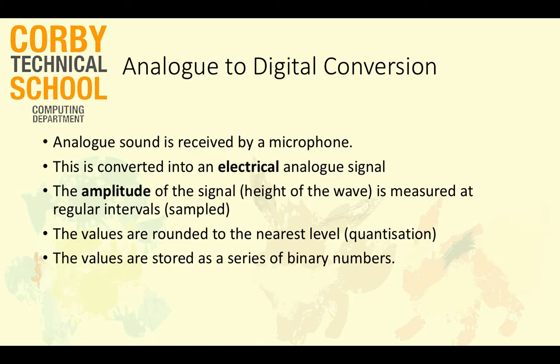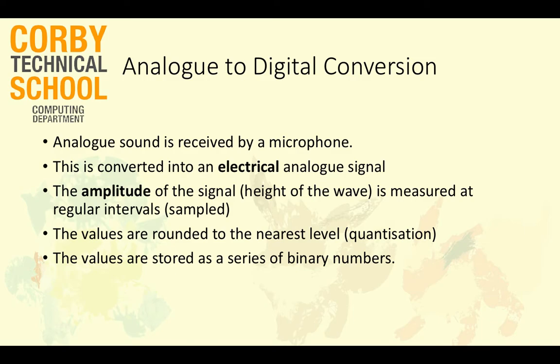First of all, analog sound is received by a microphone in the real world. That signal is then converted into an electrical signal. This is then put into an analog to digital converter within a computer system, and what that does is it measures the amplitude or the height of the wave over time. Those measurements are called samples, and they're taken at regular intervals. So over the course of a second, at every regular interval, a sample is taken, so the height of the wave is taken. It's important that those samples are taken at regular intervals, as in each sample is taken with the same period of time in between each.